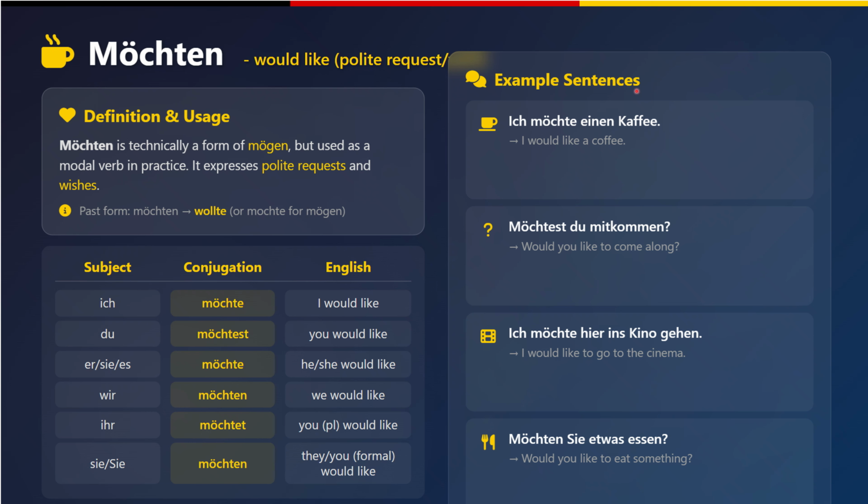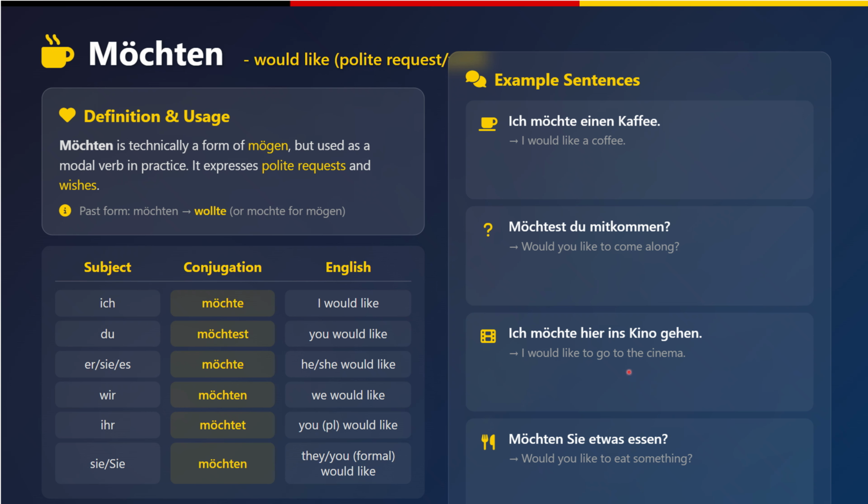The example sentences are Ich möchte einen Kaffee, which means I would like a coffee. Möchtest du mitkommen, which means would you like to come along? Ich möchte hier ins Kino gehen, which means I would like to go to the cinema here. This "hier" means here. Möchten Sie etwas essen? It means would you like to eat something?